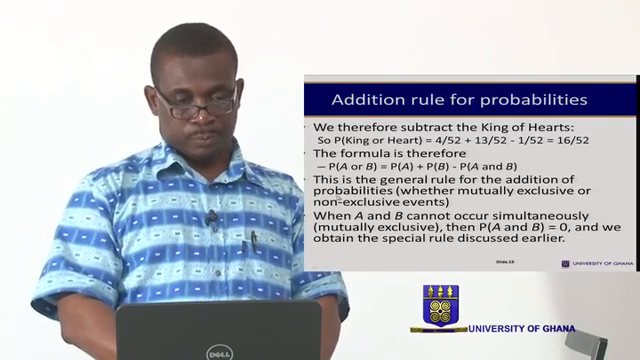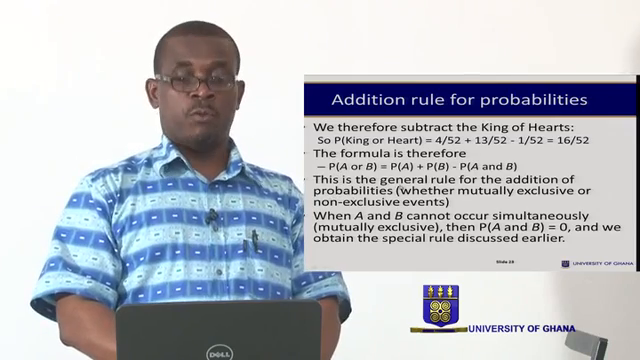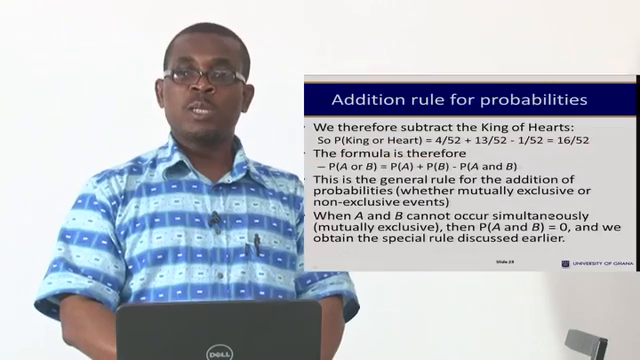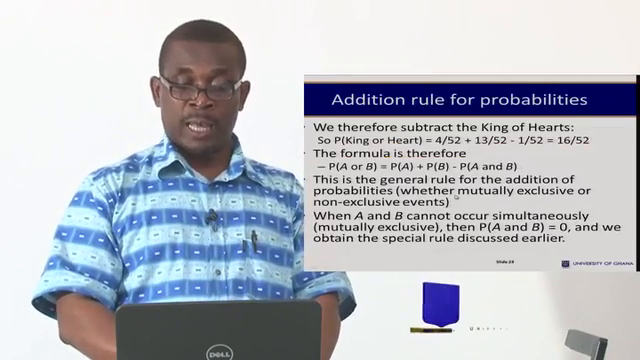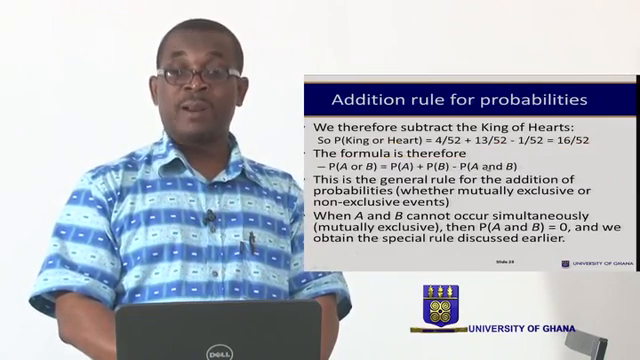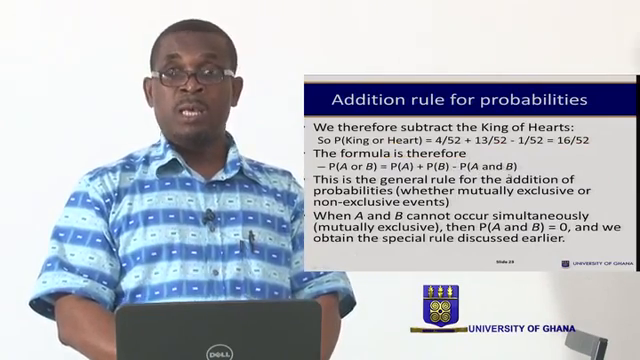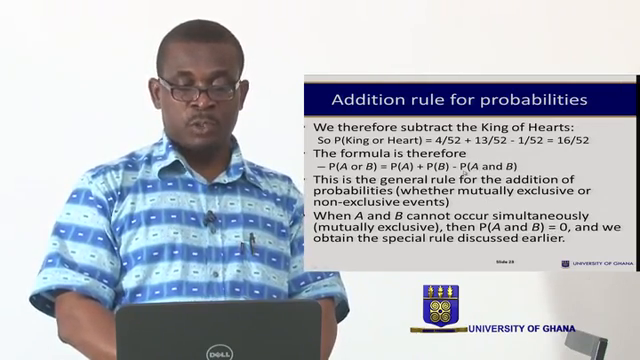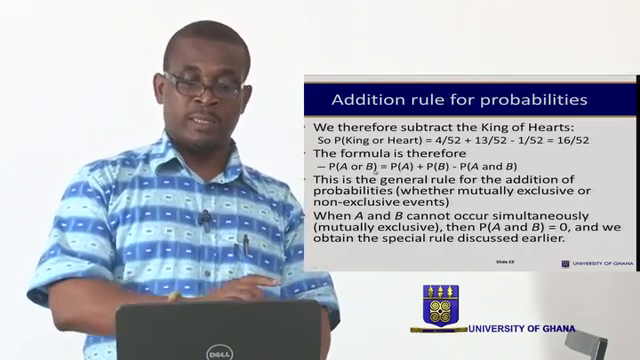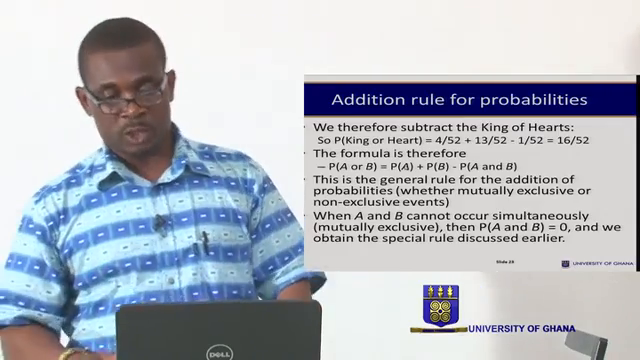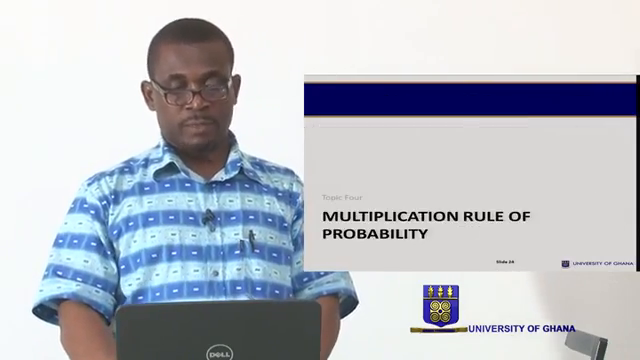Now this is the general rule, whether it is mutually exclusive or non-exclusive. Because you know, when two events are mutually exclusive, that is, they cannot occur together, their probability of occurrence is 0. That is, probability of A and B equals 0 when A and B cannot occur together. And then if this part becomes 0, we get the previous result, right? So this formula can be applied to both mutually exclusive and non-exclusive events.